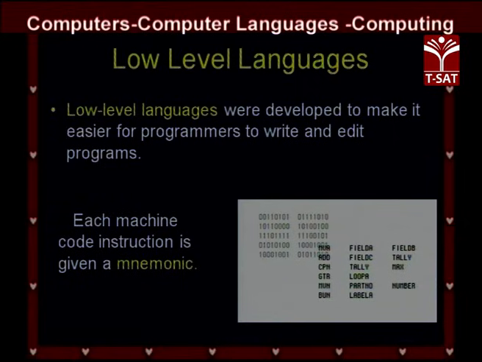The answer to the question is: low level language is a language which is easily understood by the user, which is easy for coding or programming. You can see in the picture we have zeros and ones, and we also have English words. That is the difference. Zeros and ones you cannot understand, but English you can understand. So that is low level language.